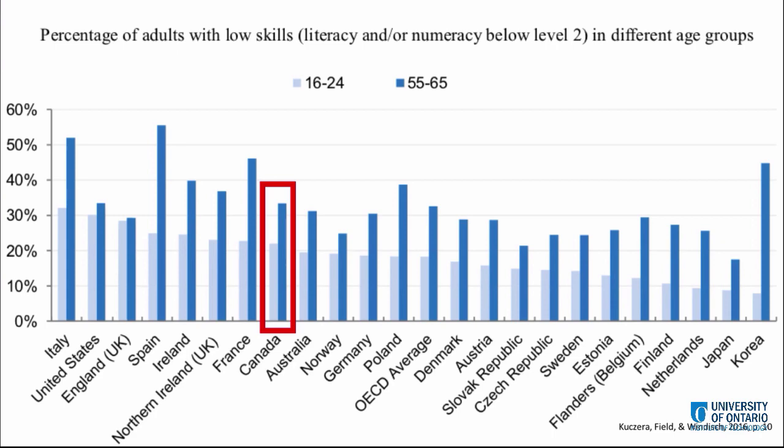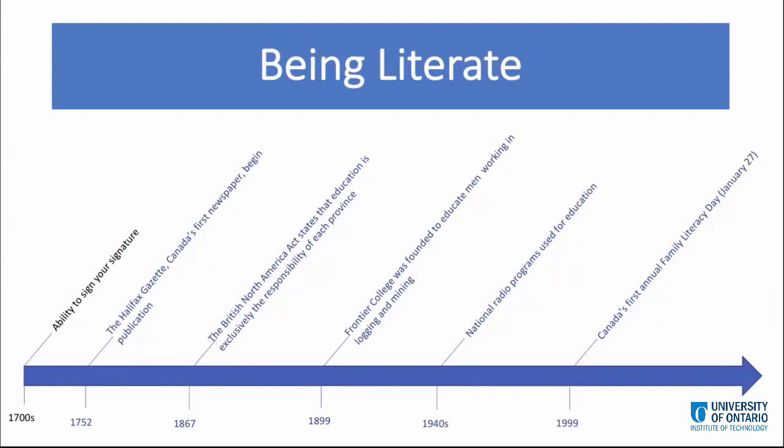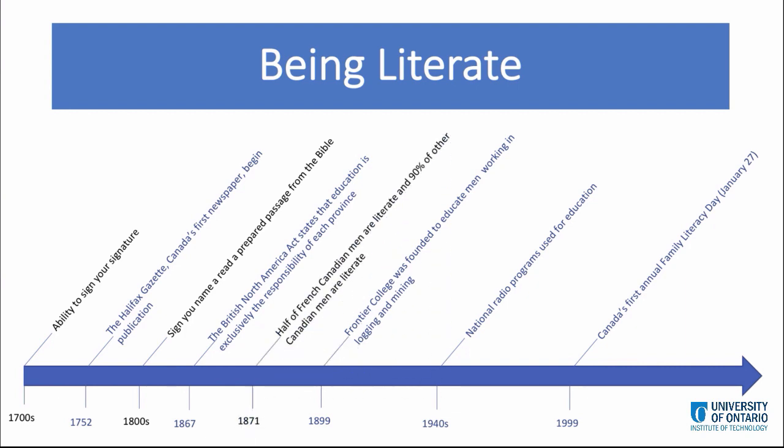Now, how did we get into this situation? Beginning in the 1700s, being literate meant you were able to sign your name on a document. By the 1800s, literacy had progressed to the ability to sign your name and also read passages from the Bible. But there was clearly a problem because half of the population of Quebec men were illiterate, while 90% of men outside of Quebec could read. In 1939, the National Film Board of Canada was made to distribute films designed to help Canadians in all parts of Canada to understand the ways of living and the problems of Canadians in other parts.